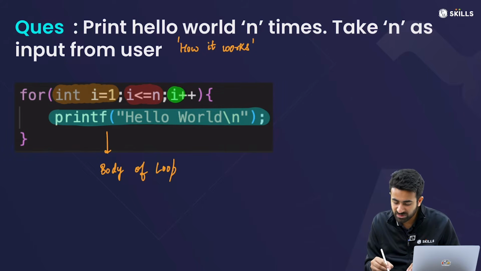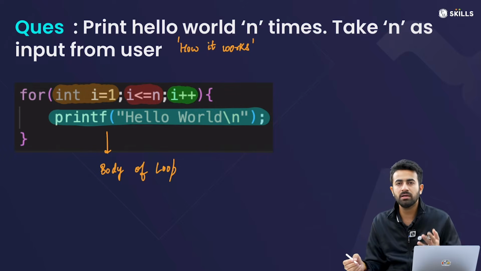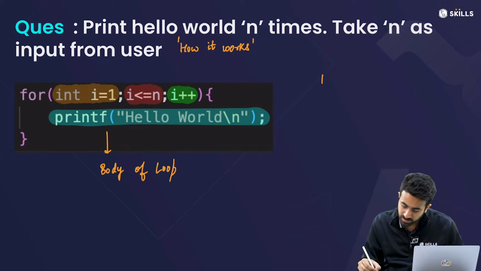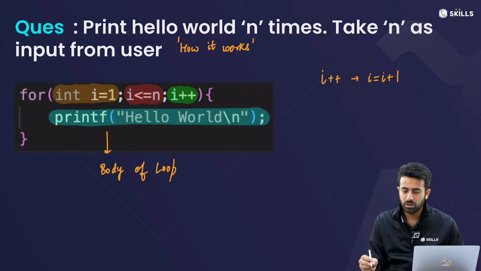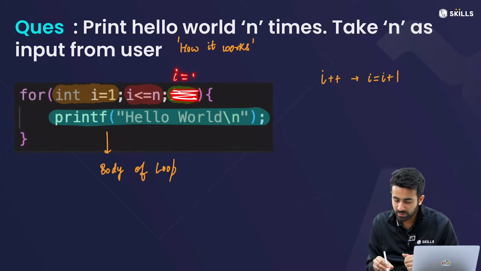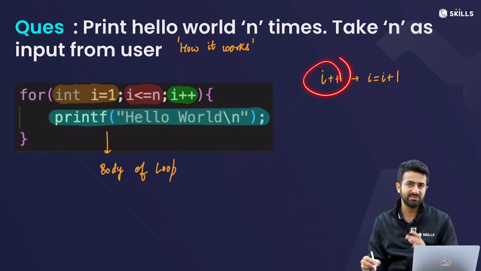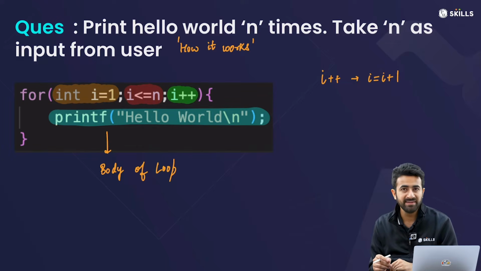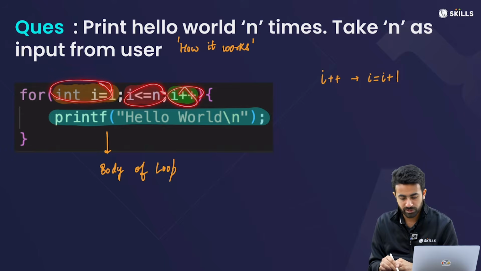Then we have i++. What is i++? It is nothing but i = i + 1. There is a difference, but in general it is the same thing. If I write i = i + 1 over here, it is the same. The short form of this is i++ as of now. So there are three things: this is updation, or incrementing i; this is a condition; and this is declaration and initialization. These three are the parameters of the for loop.